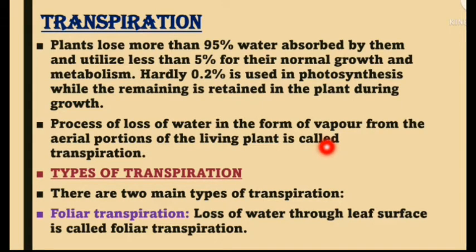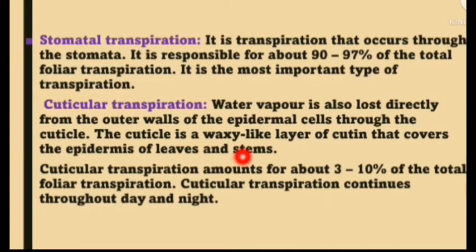Now, types of transpiration. There are two main types of transpiration. First one is foliar transpiration. Loss of water through the leaf surface is called foliar transpiration. Foliar transpiration is further of two types, stomatal transpiration and cuticular transpiration.